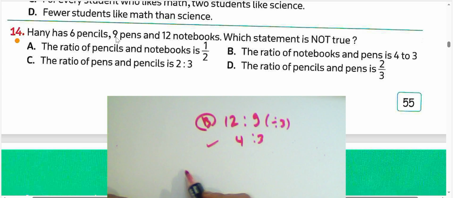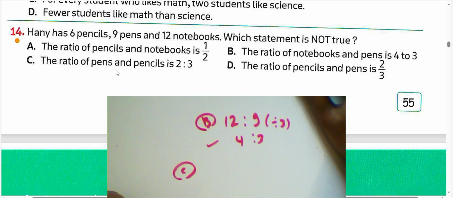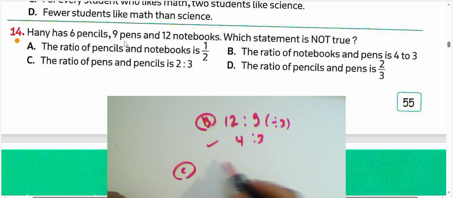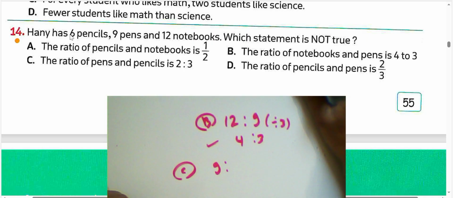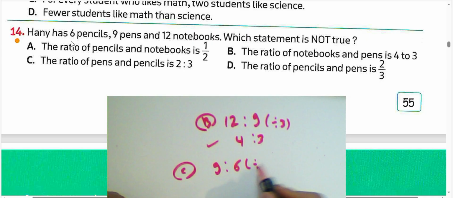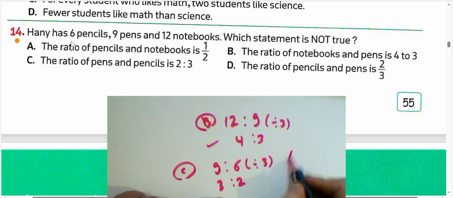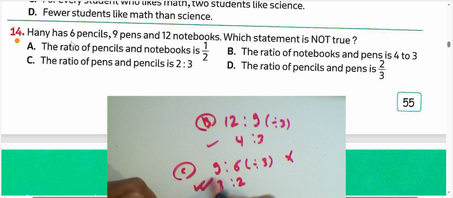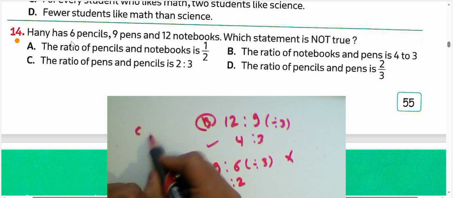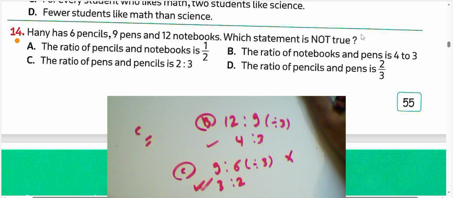It's correct. Letter C, the ratio of pens and pencils. Pens are 9 and pencils are 6. We can divide by 3. Then 9 divided by 3 equals 3 and 6 divided by 3 equals 2. Then the ratio will be 3 to 2. So it's false. We want the false one. Choose letter C. The answer here will be letter C because it asks about what is not correct or not true.